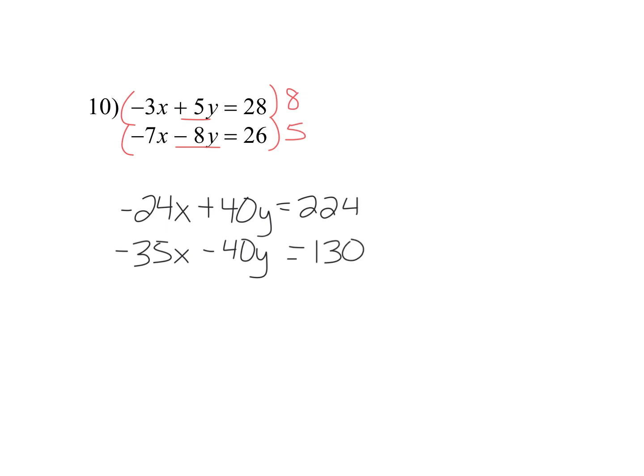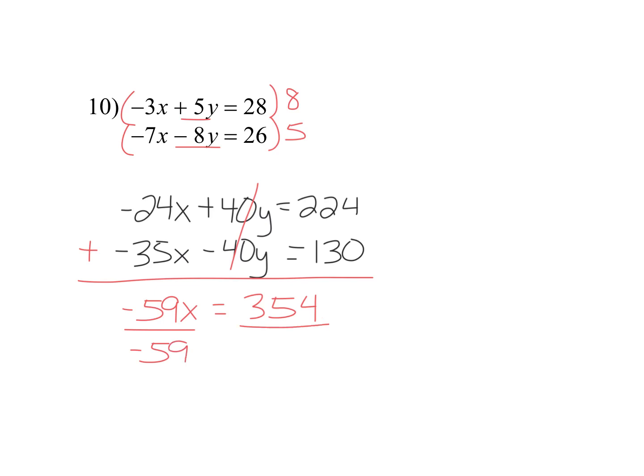Now do we have them to a point where they can cancel each other out? Yes. So now we can do what we did on number 9. We can add the two equations. Negative 24 plus negative 35 is negative 59x. What happens to the y's? Cancel, which is what we wanted. Okay, and then we get 224 plus 130, which is 354. What is my last step? Divide by negative 59. So we get x equals negative 6.